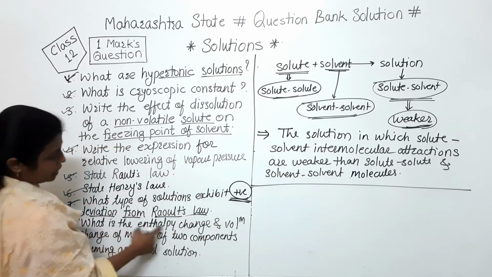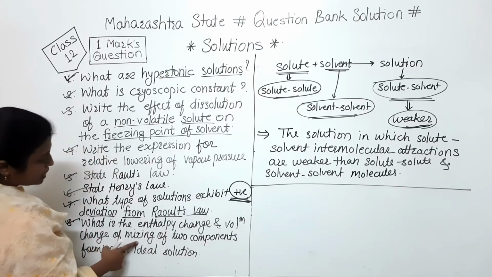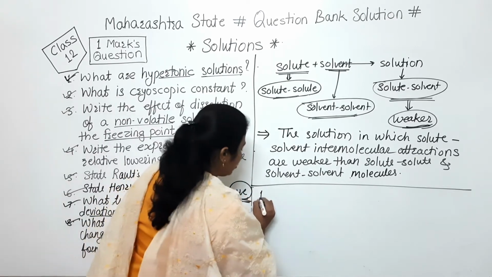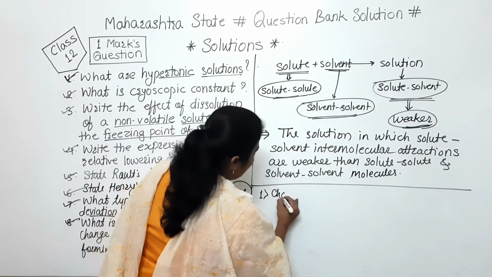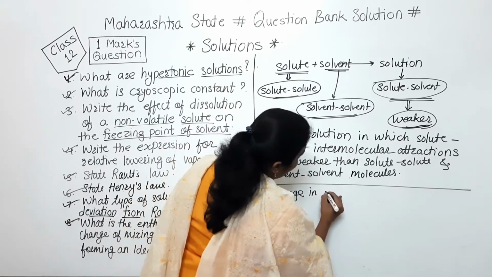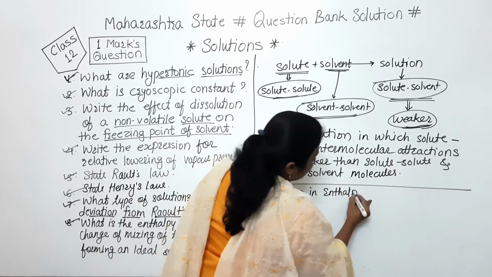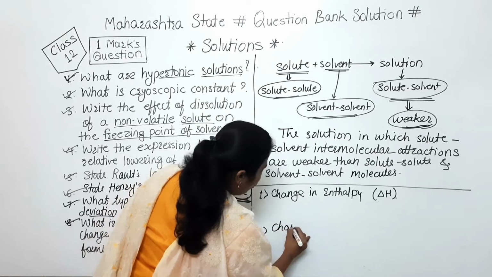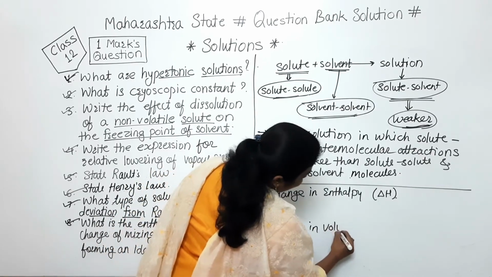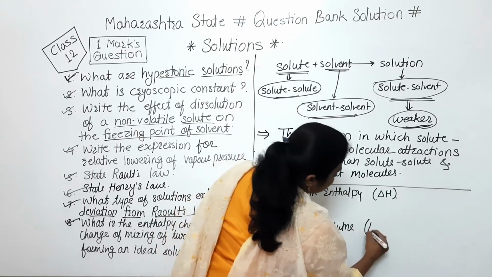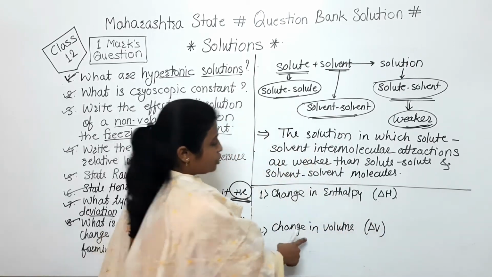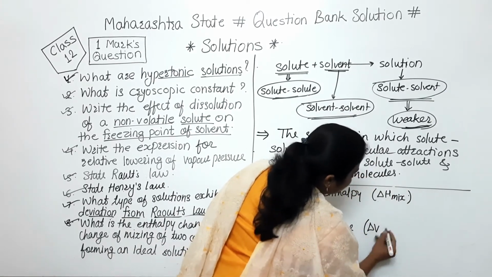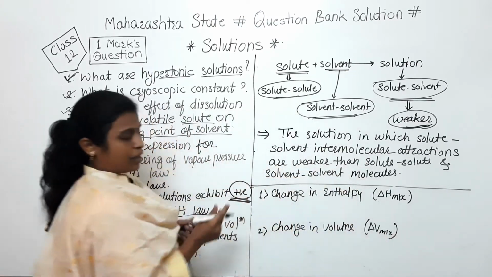Next one: what is the enthalpy change and volume change of mixing of two components for forming an ideal solution? So here we have to write two points. One is the change in enthalpy, which is denoted by the symbol delta H, and the next one is the change in volume, denoted by V. For the mixture, so here we write MIX. Now what is the question?